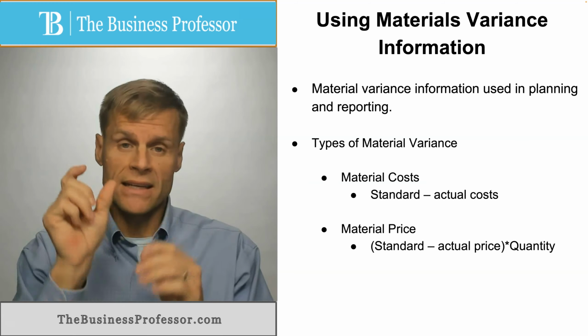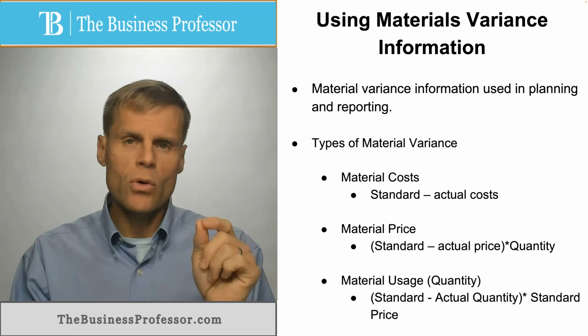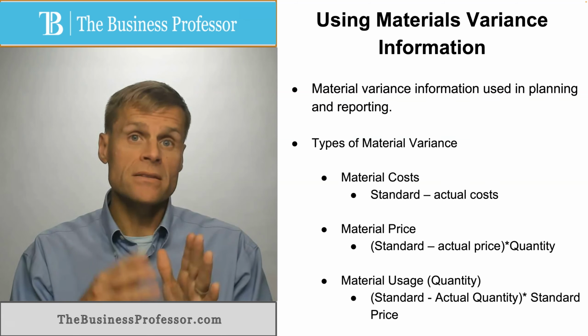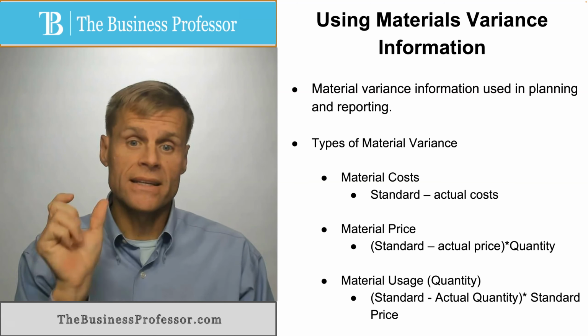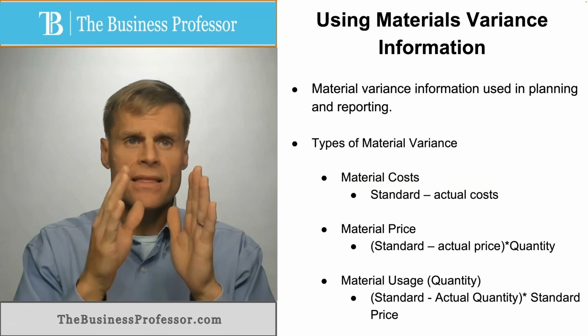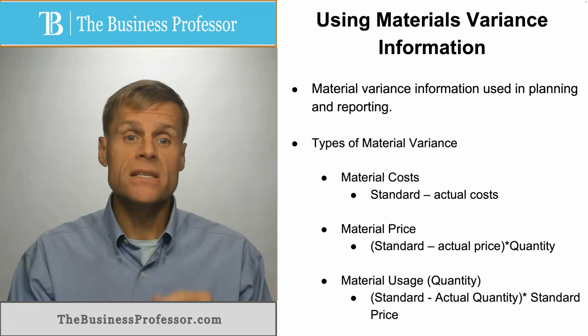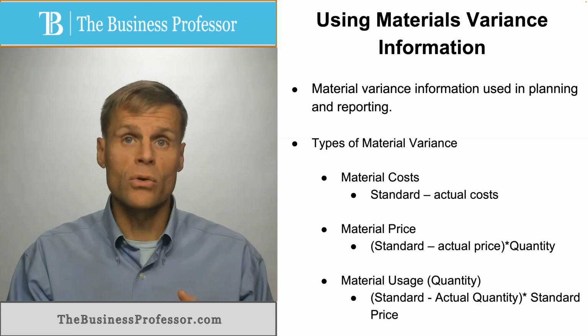Next, material usage. What is this? Well, this is a quantity-based variance measure. So you'd look at the standard quantity that you would require for this type of project and subtract that from the actual quantity. Once you have the difference there, you could multiply that difference by the standard price to determine the value of material quantity usage.